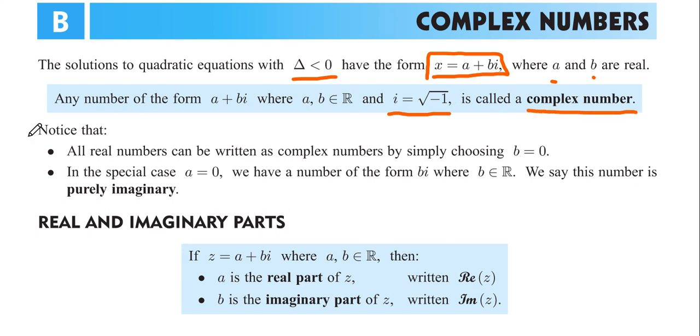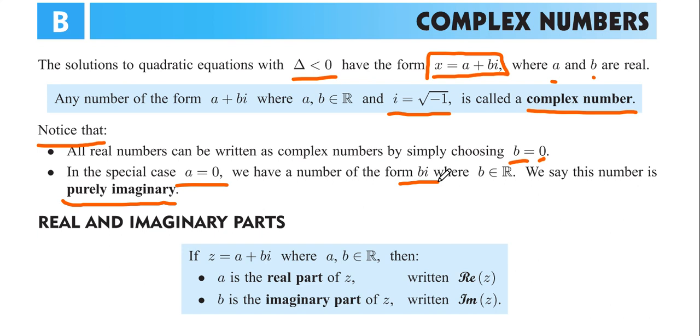We have to notice that all real numbers can be written as complex numbers by choosing b as 0, and in the special case when a is 0, it is called a purely imaginary number, right? We have a number of the form b iota.